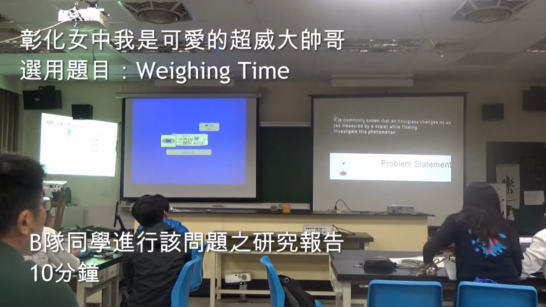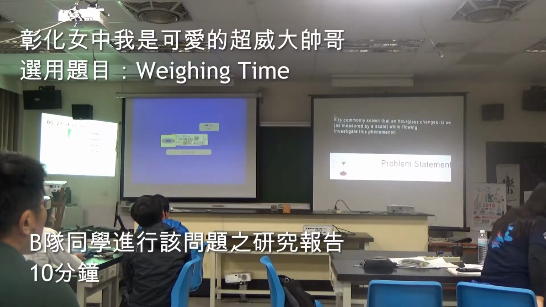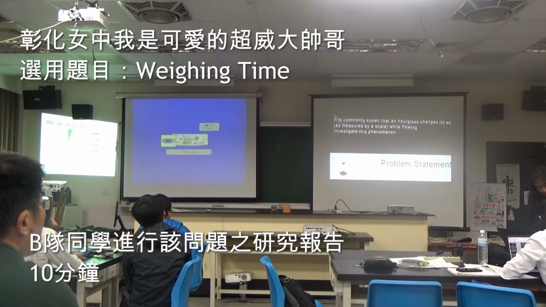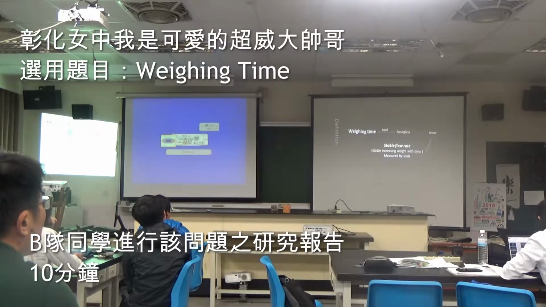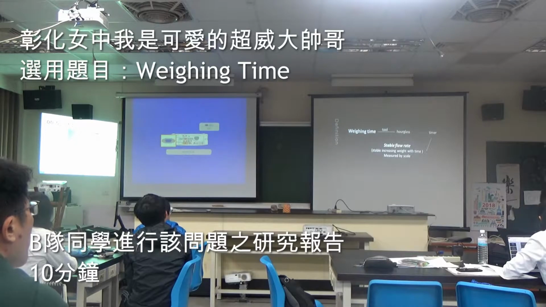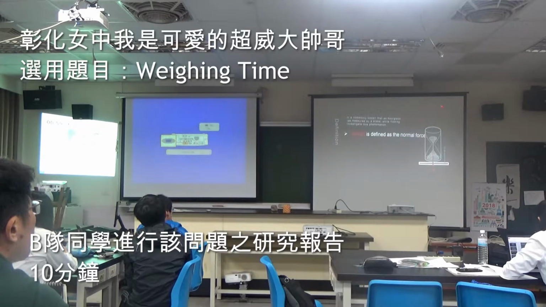And this is my problem statement. It is commonly known that an hourglass is measured by a scale while falling, and we have to investigate the phenomena. For the definition part, we believe that our waiting time is for an hourglass, and an hourglass can be a timer, and the stable flow rate is the main point for the hourglass to be a timer. And about the weight, as the problem mentioned, we define it as the normal force of the system.